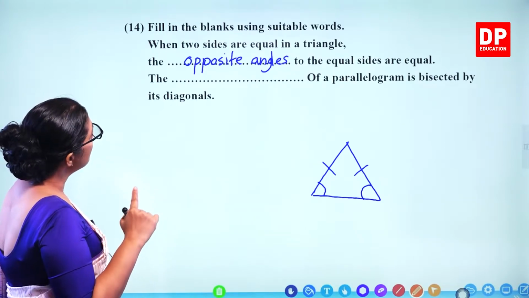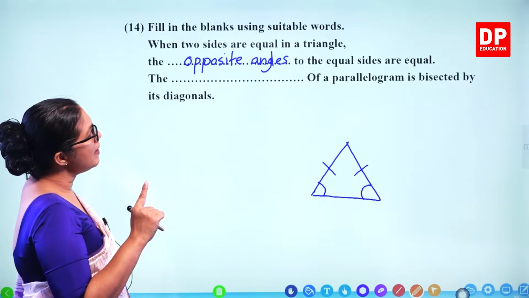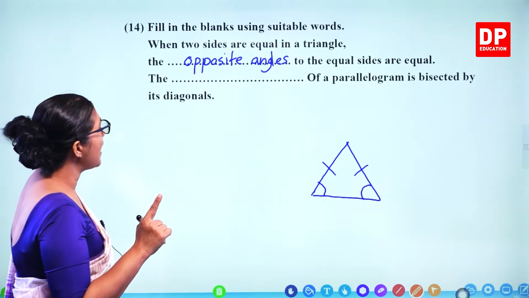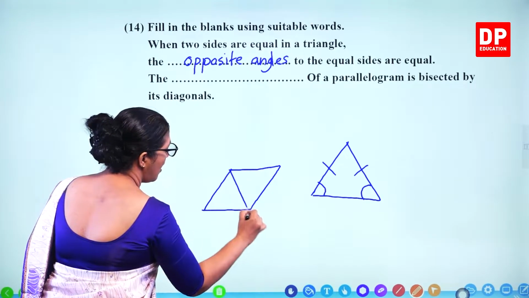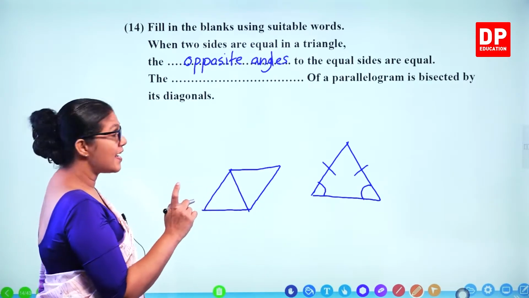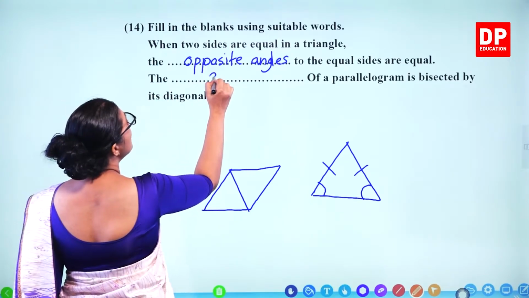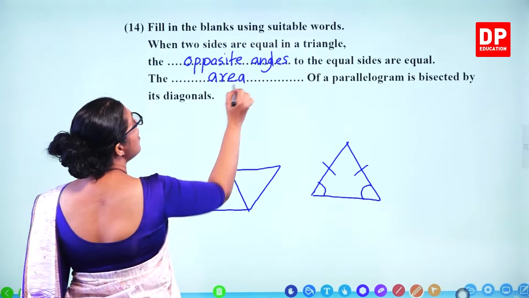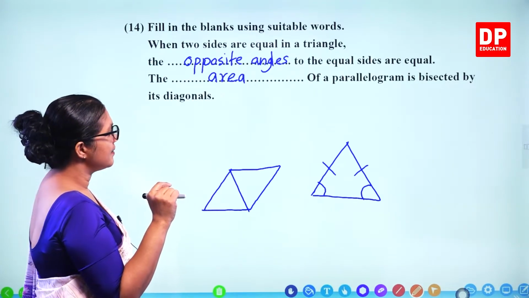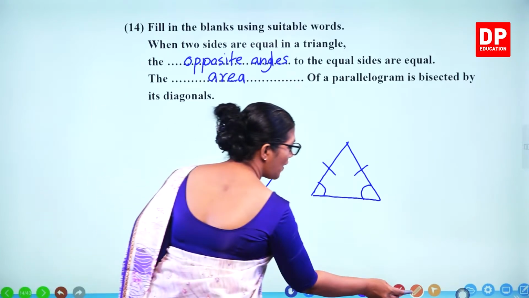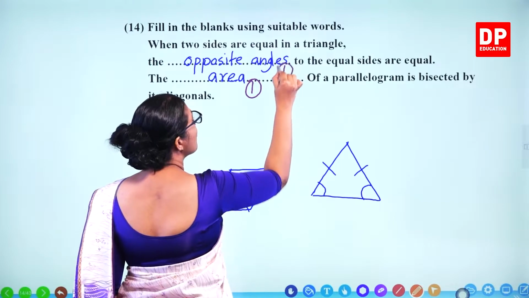Then the next one, you have to fill the blank of a parallelogram is bisected by its diagonal. So the area is bisected by the diagonal. So we have to fill with the word area. The area of a parallelogram is bisected by its diagonal. So 2 marks for that. 1 mark for this blank and 1 mark for this.